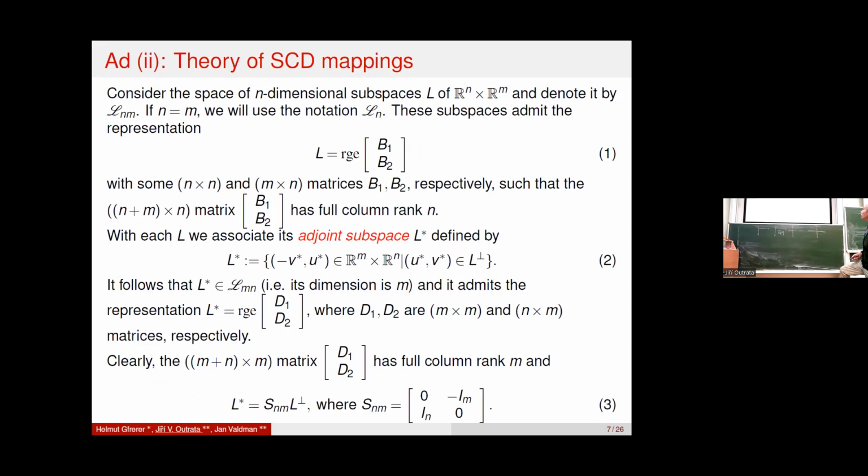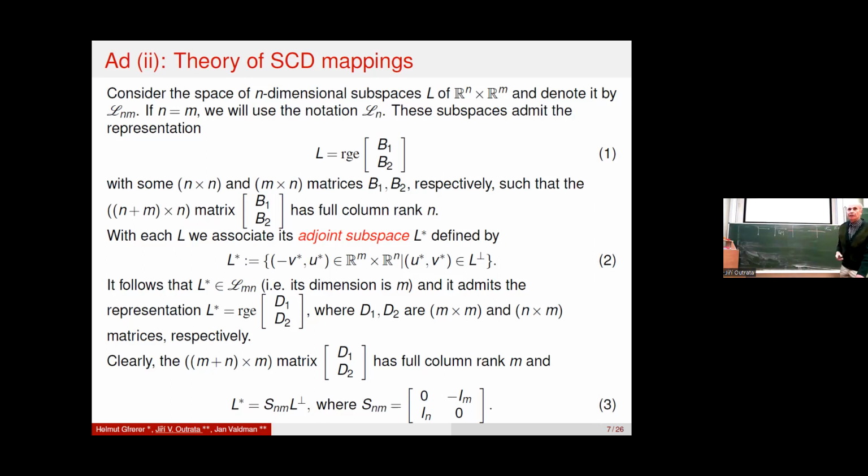I can pass to the theory of these SCD mappings. So assume we are in this Cartesian product Rn times Rm, and we consider n dimensional subspaces of this product space. The space of all such subspaces will be denoted by script L with the index n. Generally it is covered by this picture, but we write L n if I speak about subspaces from this Cartesian product. And if n equals m, we write only L n.